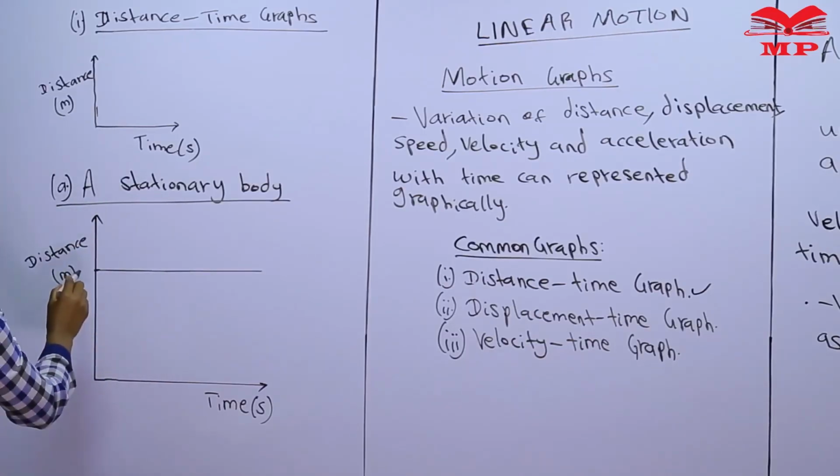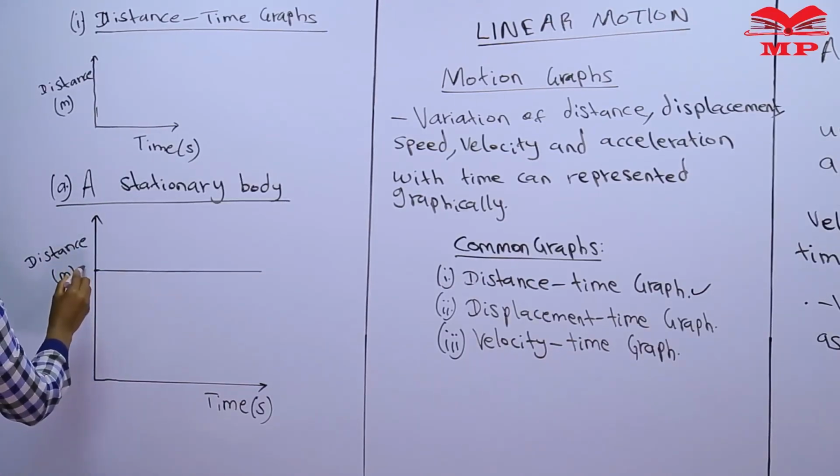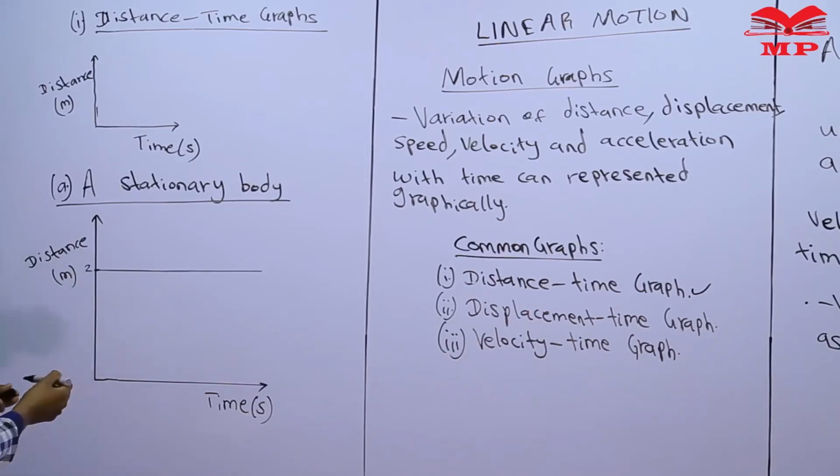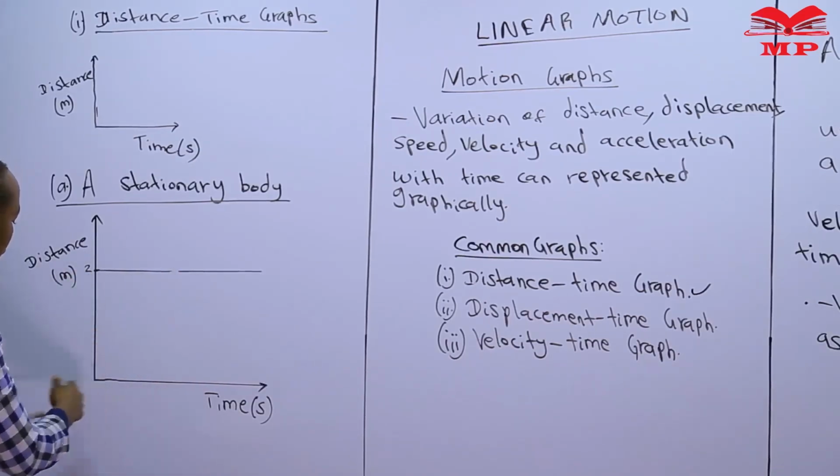You can see the distance is not changing. For example, if the distance here was 2 meters, it moved 2 meters, but now it is stationary. The distance stays the same, but the time is changing.